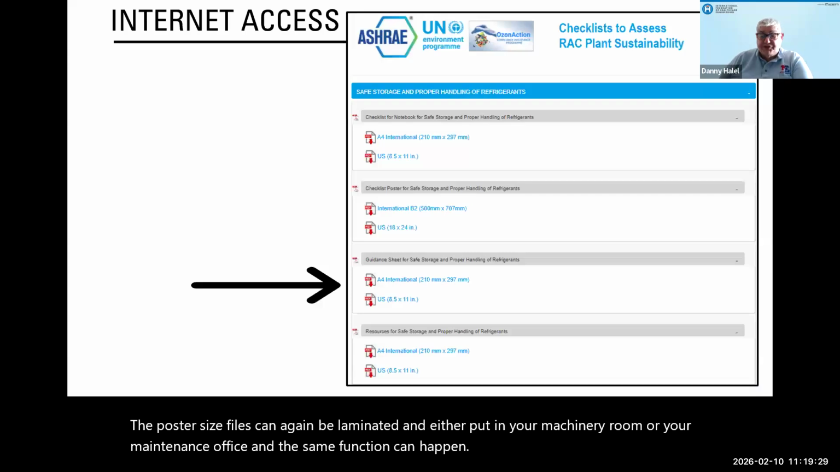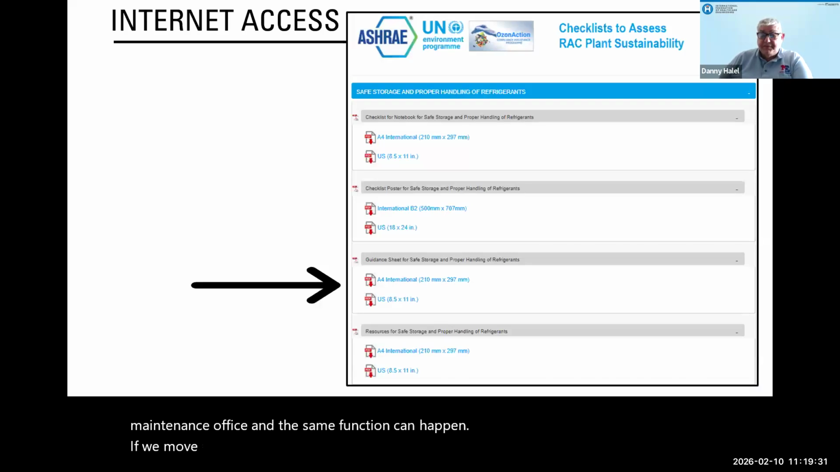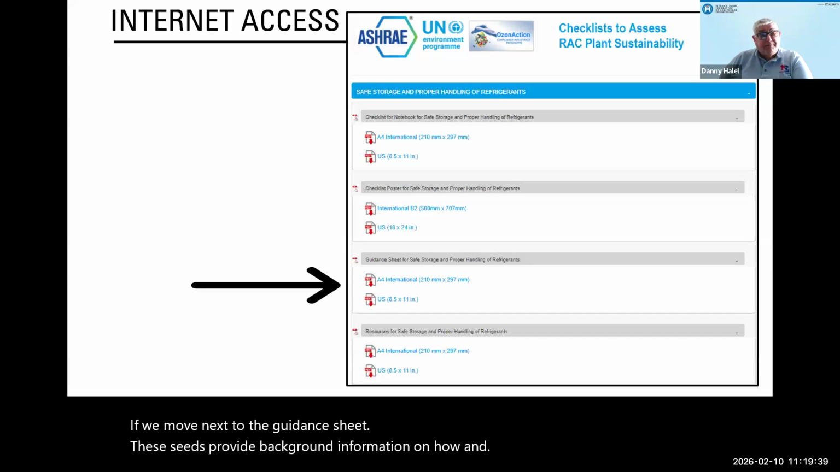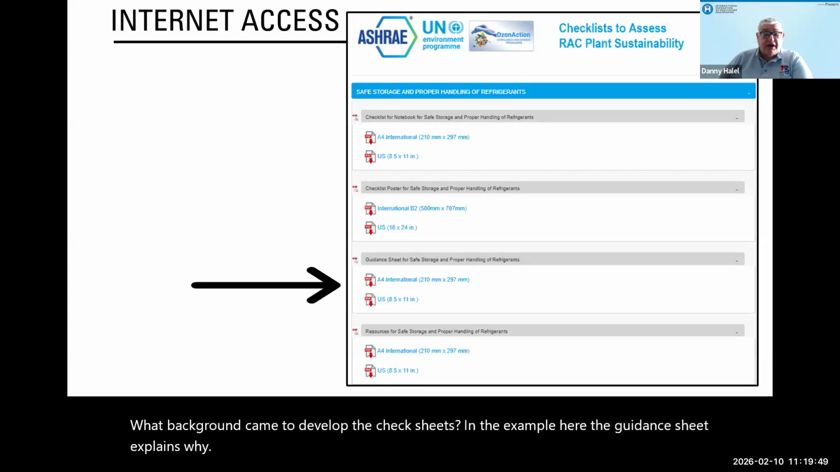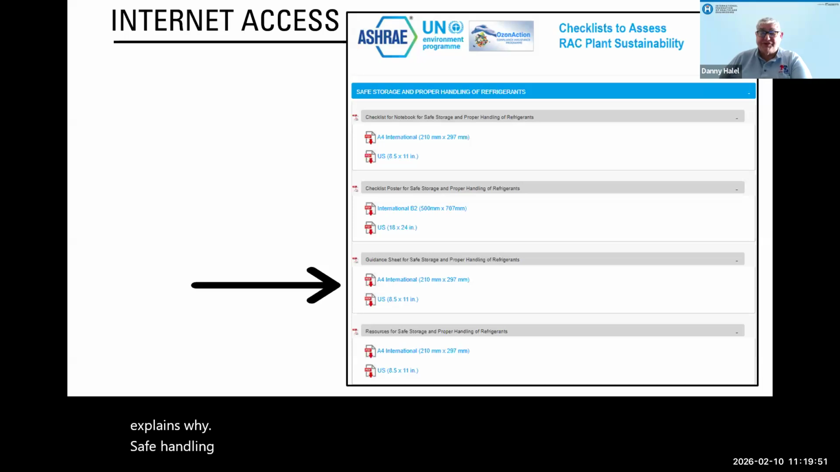If we move next to the guidance sheet, these sheets provide background information on how and what background came to develop the check sheets. In the example here, the guidance sheet explains why safe handling of equipment, safe handling of refrigerants is so important.